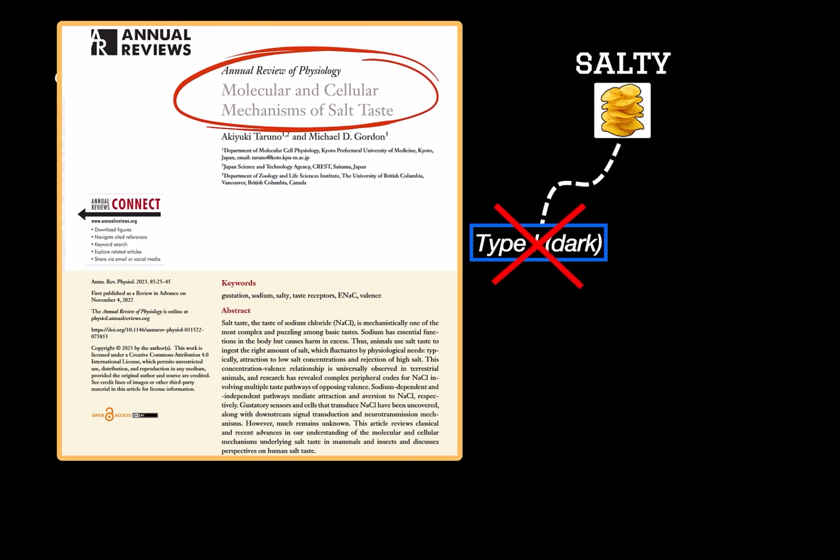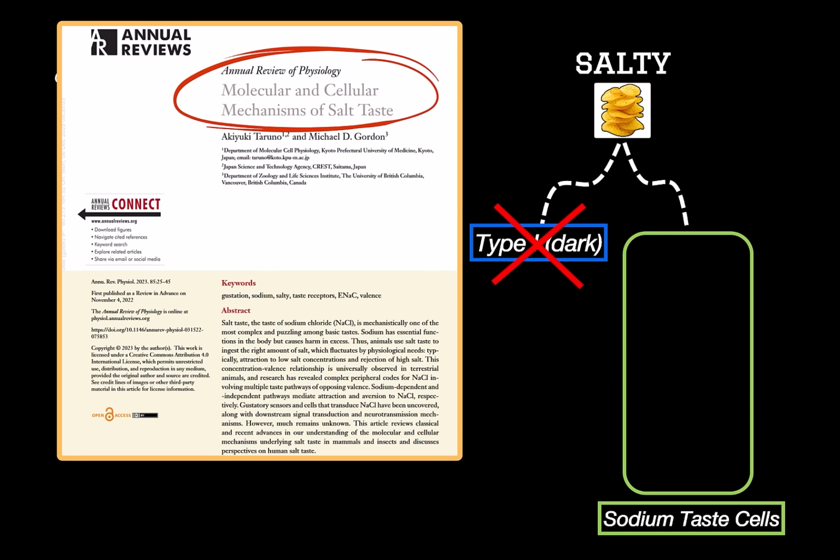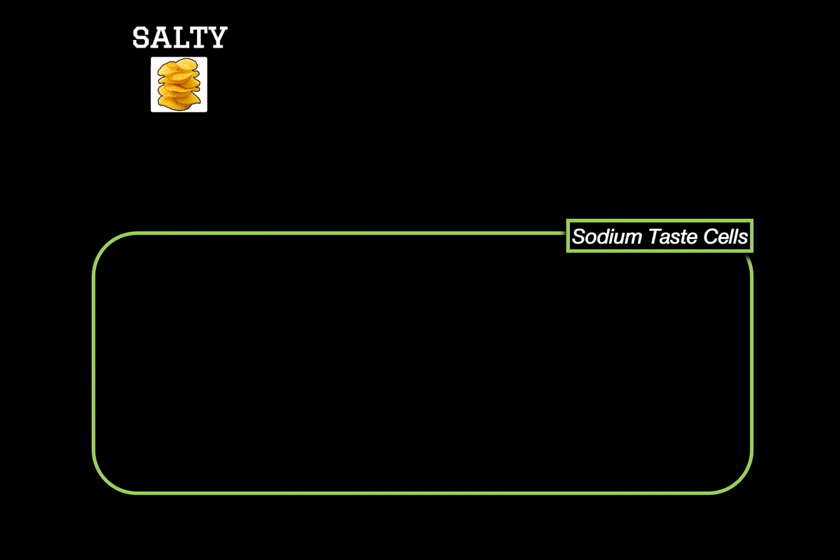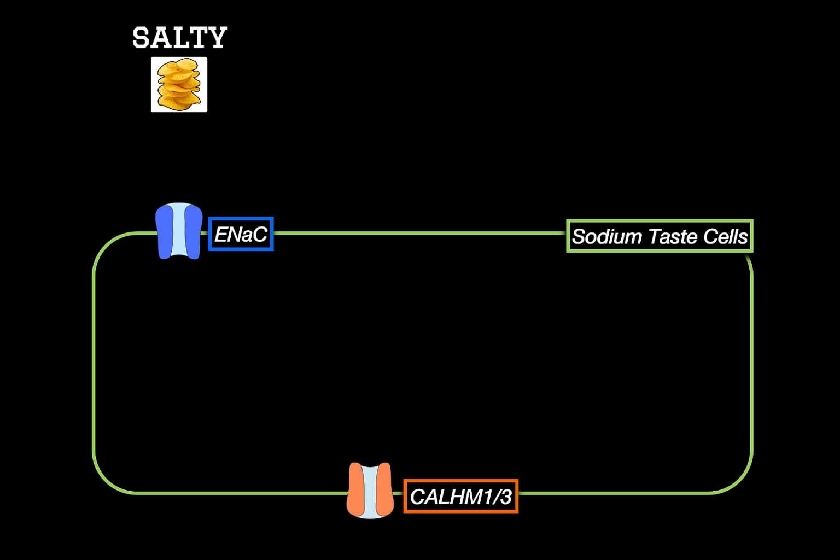Salt taste is actually detected by a specialized population of cells that express both epithelial sodium channels called ENaC and calcium homeostasis modulator channels called CALHM13. These sodium taste cells are their own distinct sensory cell types. They don't really fit into one of the type 1, type 2, type 3 categories we just discussed. They're electrically excitable, which means that they can fire action potentials just like neurons.